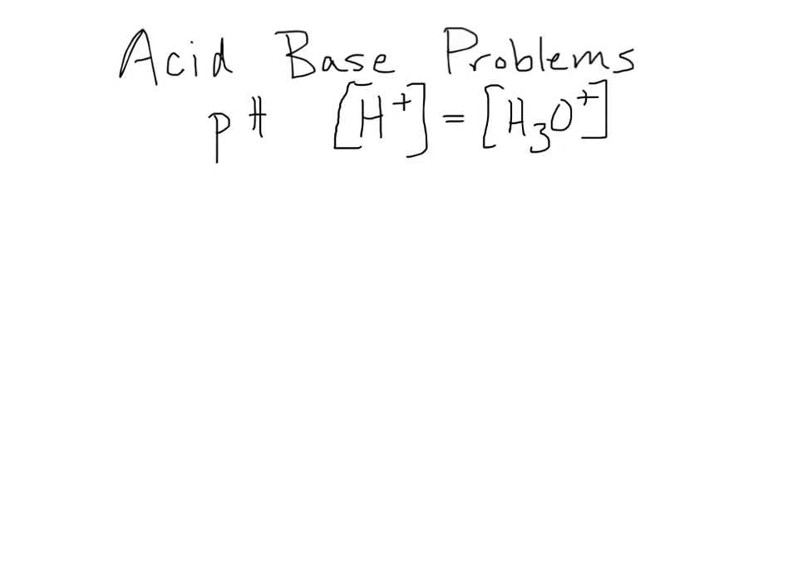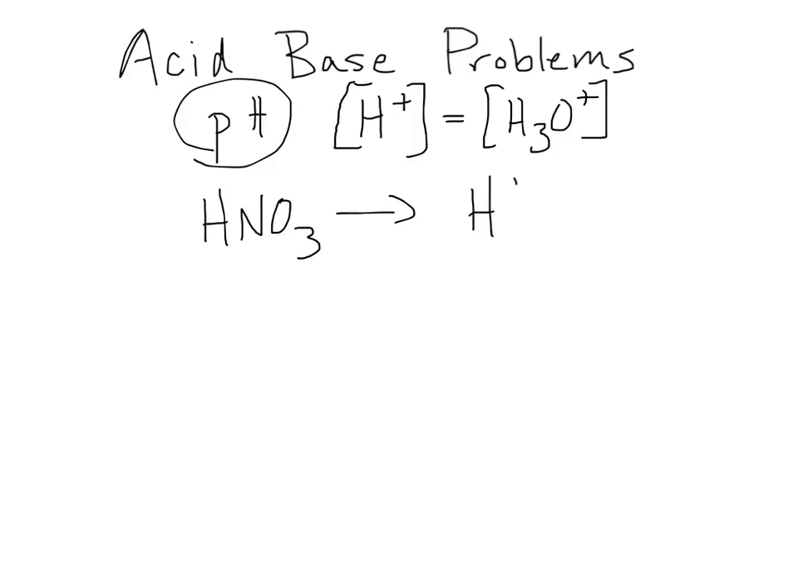Really, the first thing is to look at whether or not it's a strong acid. So if you're given a problem and it's asking you to find, say, pH, and the acid is HNO3, then you know that HNO3 is a strong acid, or you should know. And if you don't, you need to memorize those strong acids. So you know that it's going to ionize 100%.